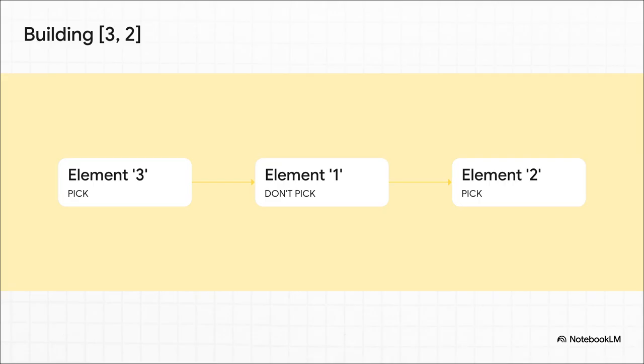How do we build the subsequence 3, 2? Simple. We look at the first element, 3, and we decide, pick. Then we move to the next element, 1. We decide, don't pick. Then we get to the last element, 2, and we say, pick. Boom. 3, 2. Every single subsequence is built just like this.